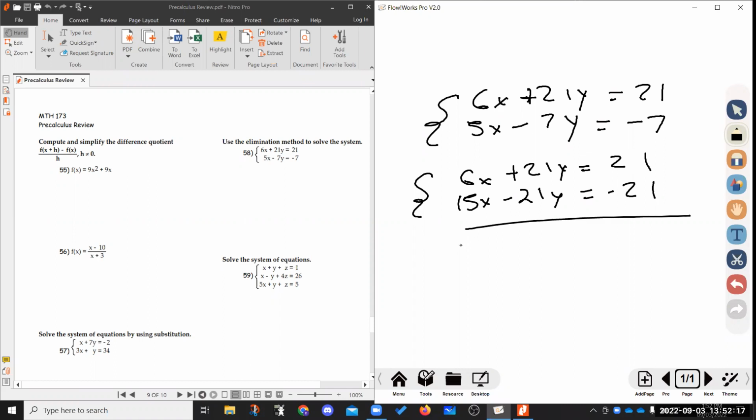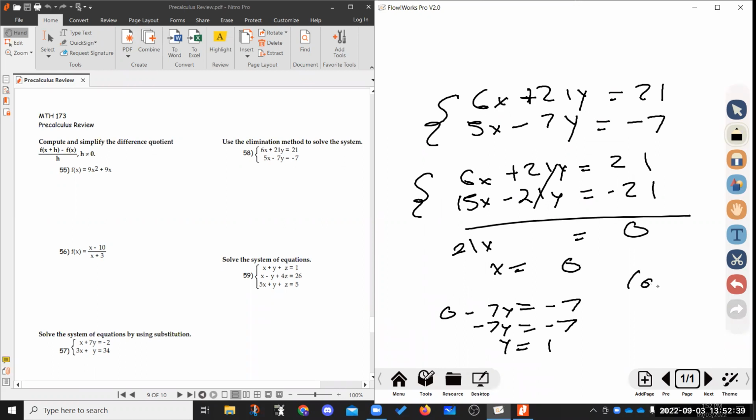We're going to add, we're going to get 21x is equal to 0. X is equal to 0. Come back to either equation, doesn't matter. I'm going to pick the second equation. 0 minus 7y is equal to -7. -7y is equal to -7. Y is equal to 1. So if I have 0, 1 as my solution here, 0 plus 21 is 21. 0 minus 7 is -7. So that's right, it's 0, 1.